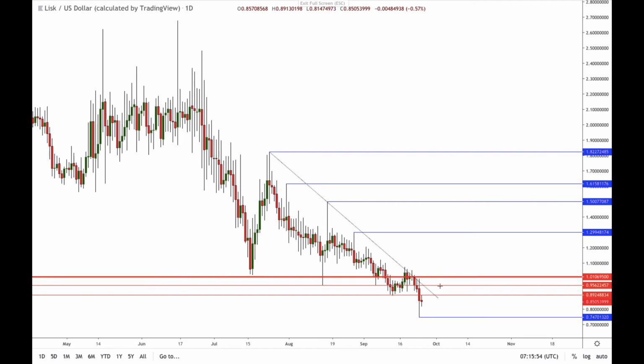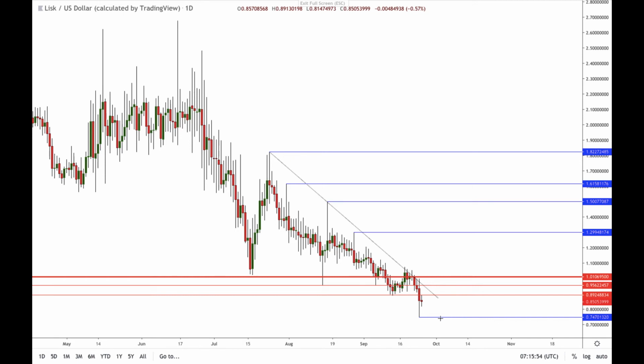So right now those levels are red, which means they are levels of technical resistance. So 1.01, 0.95 and 0.89 are now a very important bunch, or like a zone of technical resistance for the bulls. And what about the targets for Lisk? What is the next level for the Lisk price?